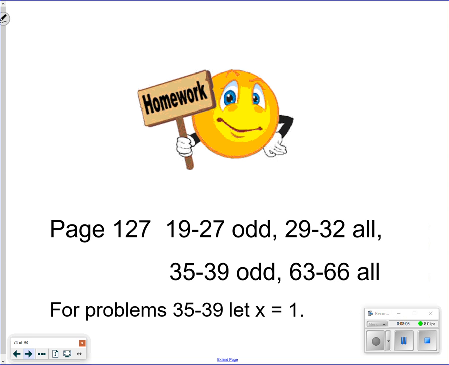Your homework assignment is out of the book. Please make sure that you understand these problems 35 through 39, let the x value equal 1.